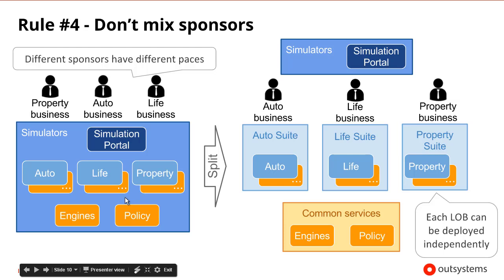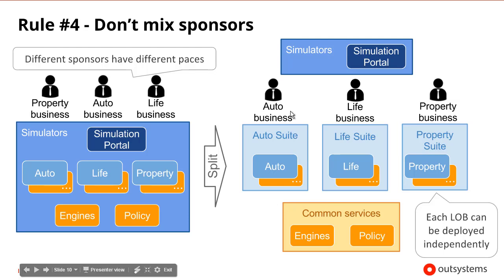But in this case, the auto business wishes to modify their components or one of the engines, and that would require us to deploy these modules. Unfortunately, these different lines of business can now affect each other. So what needs to happen is that we should split this large application into several smaller applications, which can then be aligned with the line of business that is sponsoring that application.